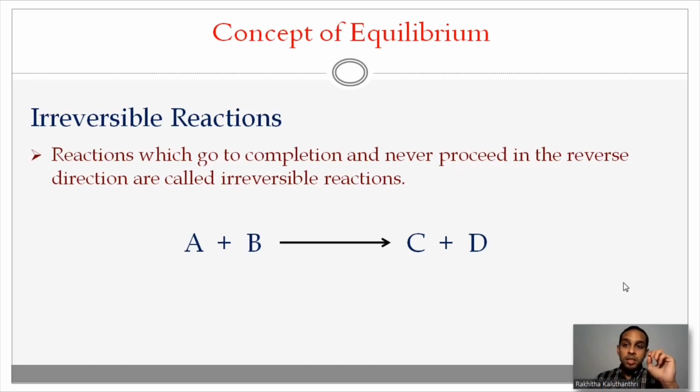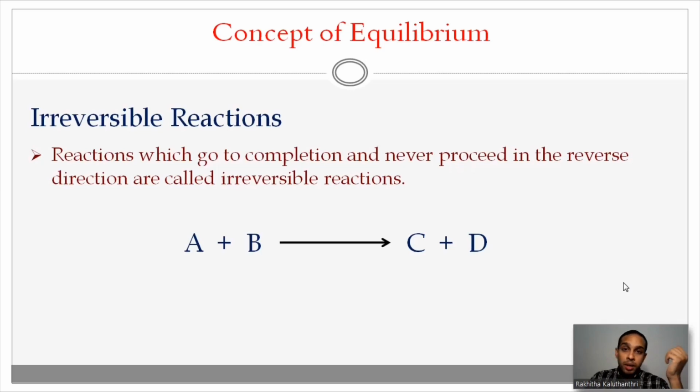Irreversible reactions suggest that once they happen, they cannot have the backward reactions happen again, right? So in other words, the definition that they have been given is: reactions which go to completion and never proceed in the reverse direction are called irreversible reactions. So they only go towards one direction. These are also referred to as unidirectional reactions.